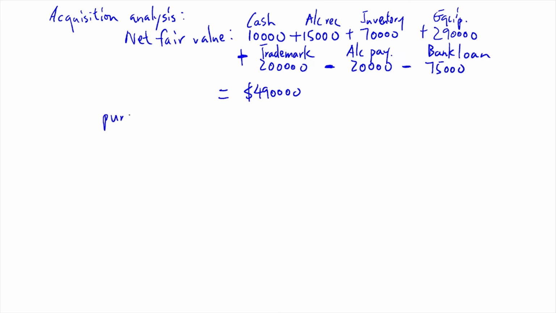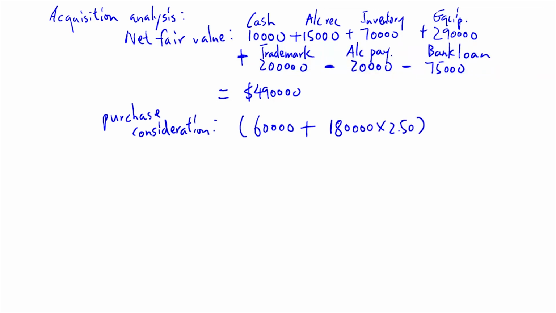So the purchase consideration, according to the question, we got the cash component and also the shares component as well. So the cash component, we got 60,000 cash that we offer to them. At the same time, we also got the shares component. The question says that we want to offer 180,000 shares and the share price is $2.50 each. 180,000 multiplied by $2.50. So when you do this calculation, you'll find out that the amount is 510,000.